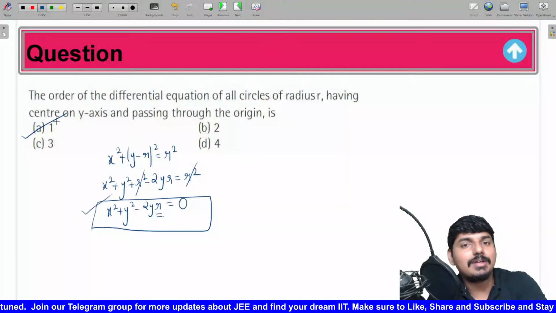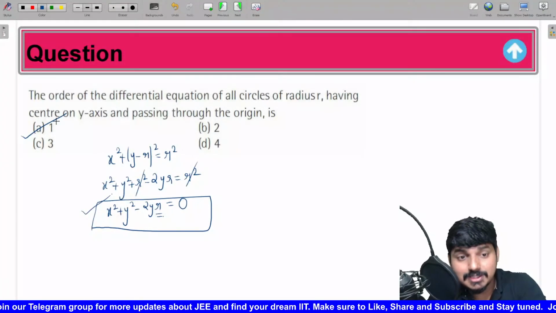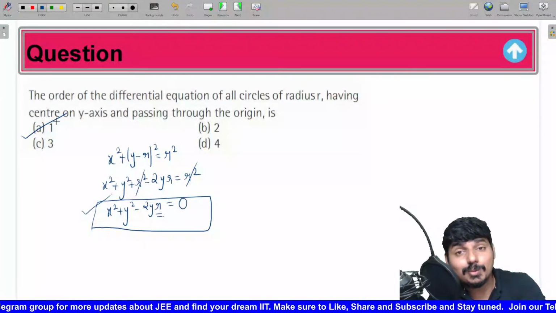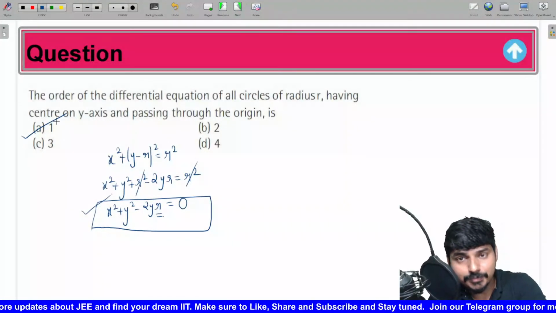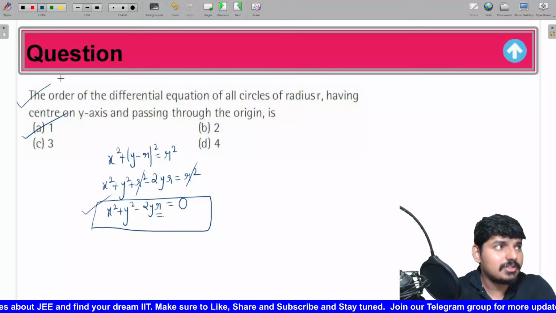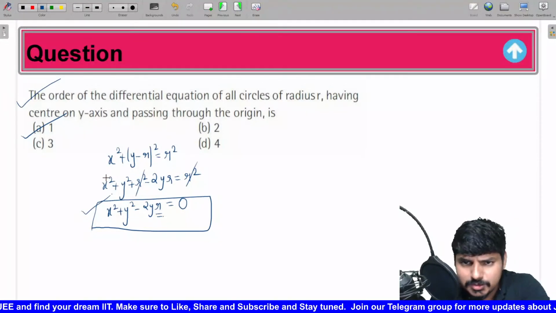Let us say you are having 3 arbitrary constants, then in that case you are going to get the order of differential equation to be equal to 3. Okay, so I hope this question is clear for all the students out there.